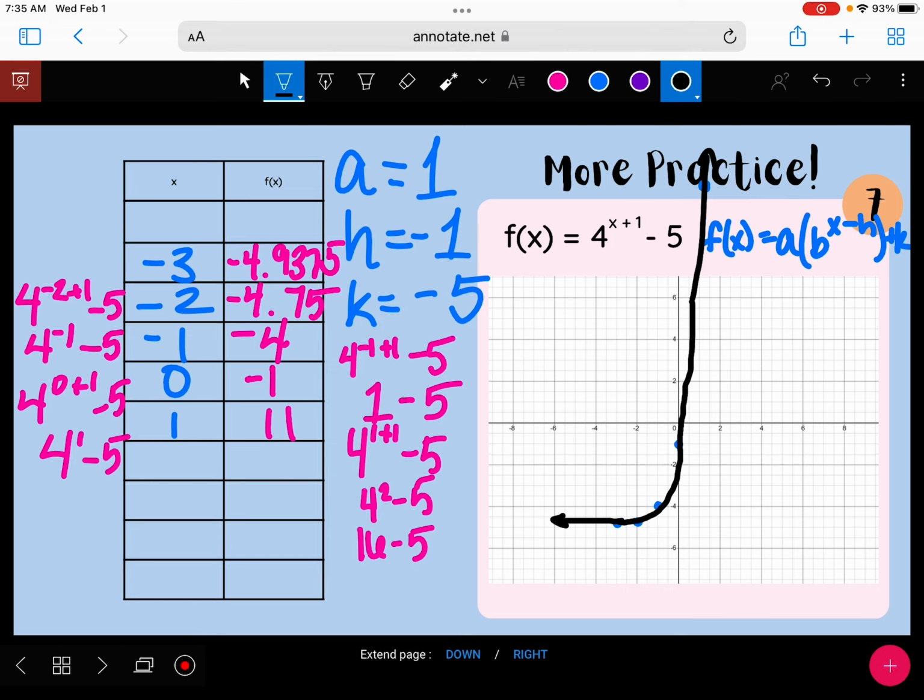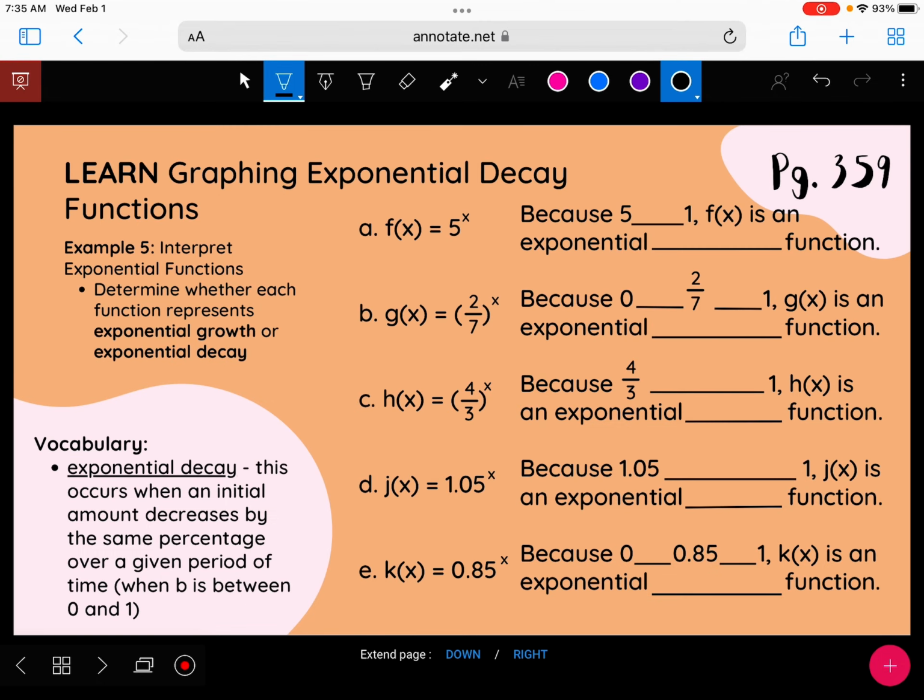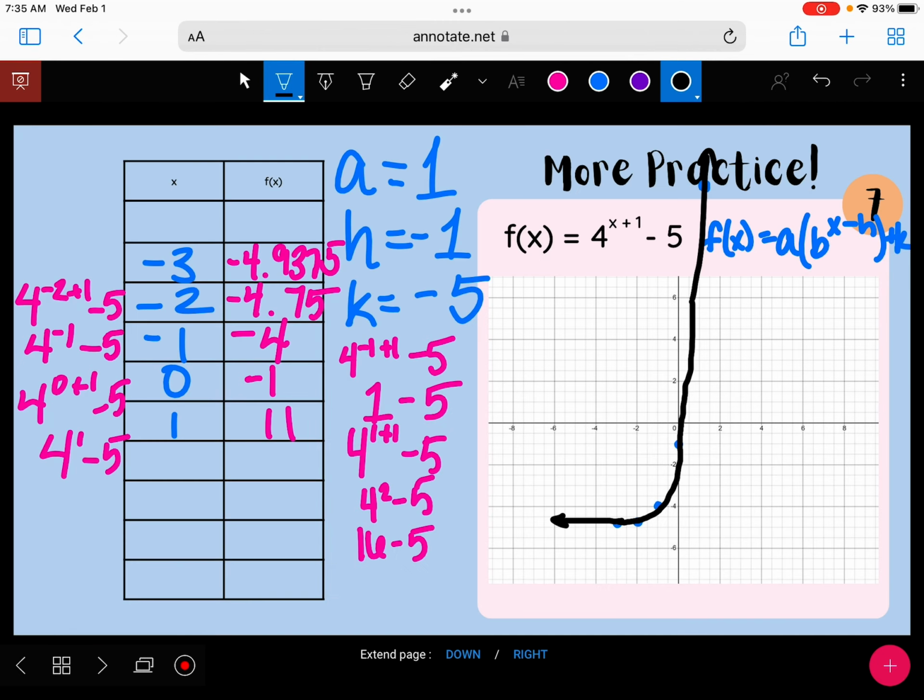So, good job. Okay, you guys are going to flip to page 259, if you're not already there. Today we're talking about exponential decay. So yesterday we talked about exponential growth. This is what we like to call an up sloping or up trending graph. So if you look at the one we just worked on, it's going up.